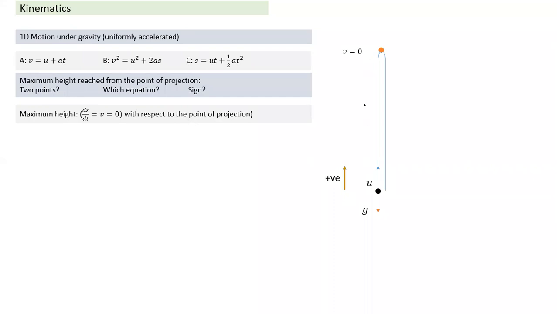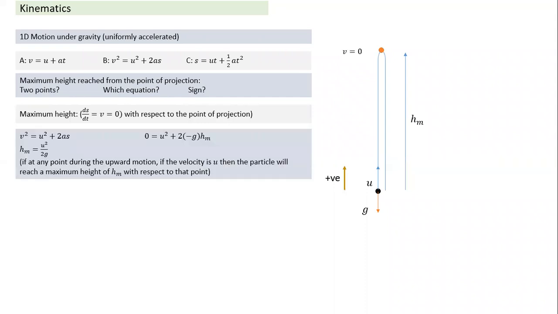Now, maximum height is equal to the displacement between these two instances of motion. These are the two different points to which I need to apply one of the equations. Unlike the previous case, I am now interested in displacement, so I have to use the equation which has the S term, and velocities are known. This velocity is u, the velocity of projection. Here the velocity is 0, which is special about this point. So all I need to calculate is the displacement from here to here. Using equation B for H max, we easily find u square by 2g.